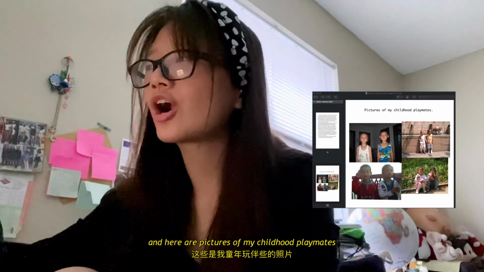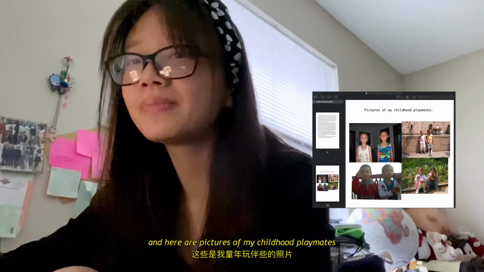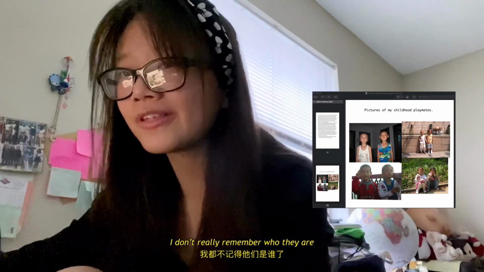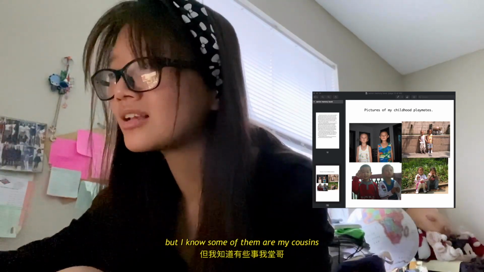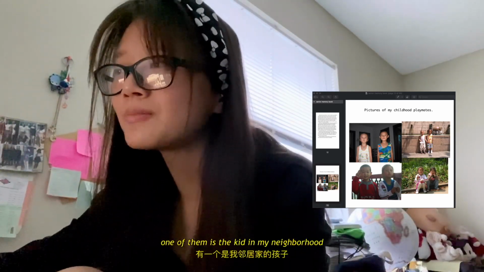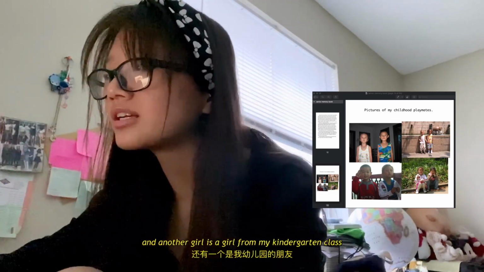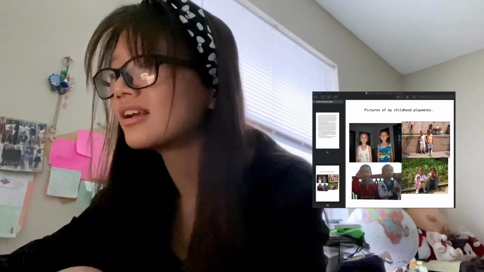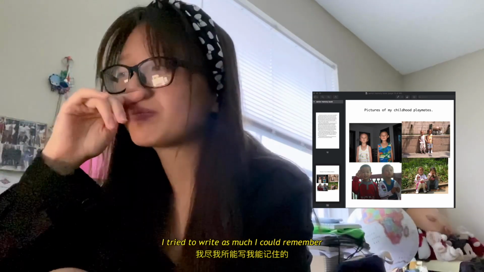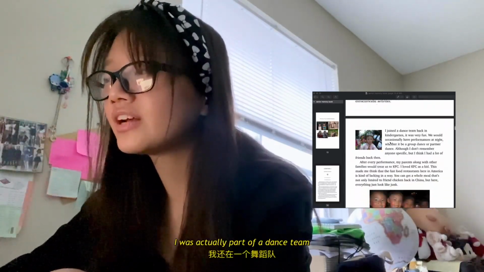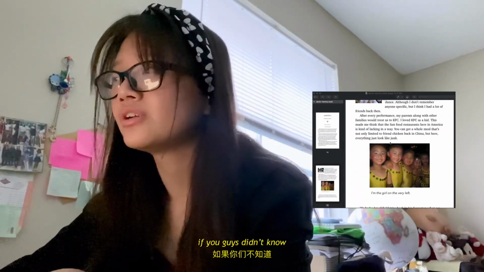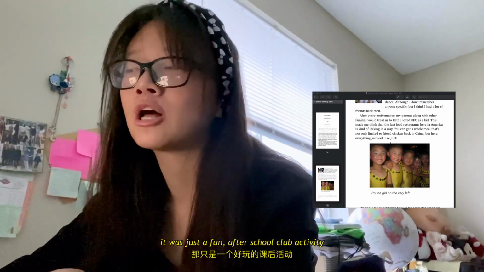Oh, and here are pictures of my childhood playmates. I don't really remember who they are, but I know some of them are my cousins. One of them is the kid in my neighborhood. Another girl is the girl from my kindergarten class. I tried to write as much as I could remember. I was actually part of a dance team, if you guys didn't know. It was just a fun after-school club activity.